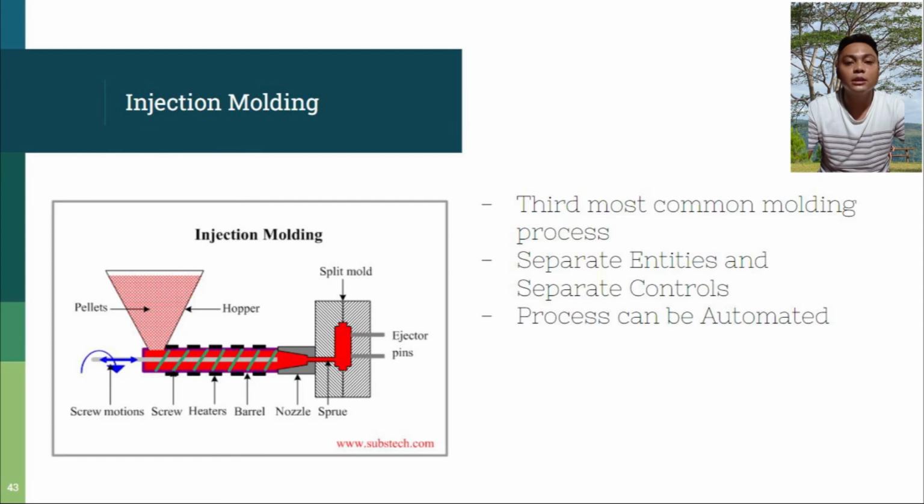Next is injection molding. It is the third of the most common molding processes. It has separated entities and separated controls. The good thing about injection molding is that it can be automated, so the process can be automated.